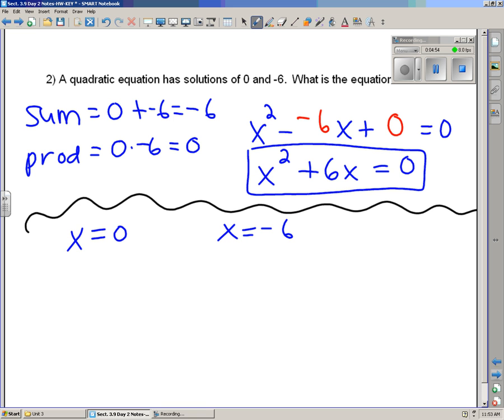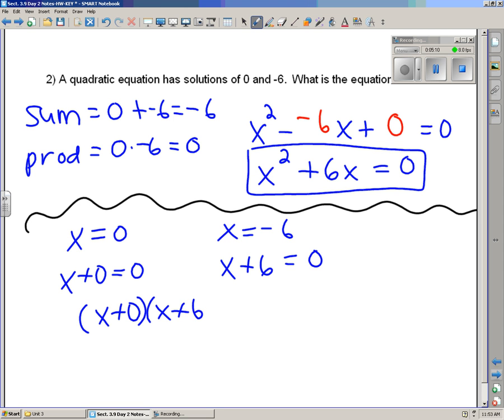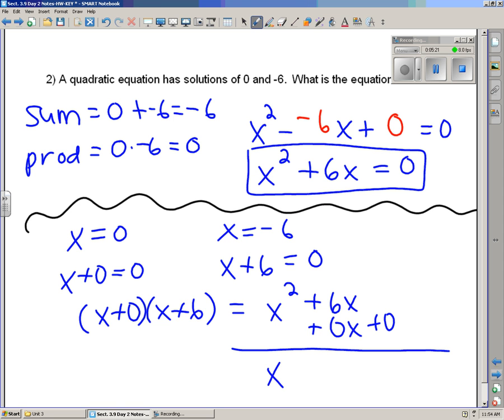You could leave it as how it is, or you could say, well, if x, then x plus 0 equals 0. For the other side, you could say x plus 6 equals 0. You can then multiply these two factors together, x plus 0, x plus 6. When you FOIL this out, you're going to get x squared plus 6x plus 0x plus 0. And when you combine like terms, you just get x squared plus 6x equals 0.